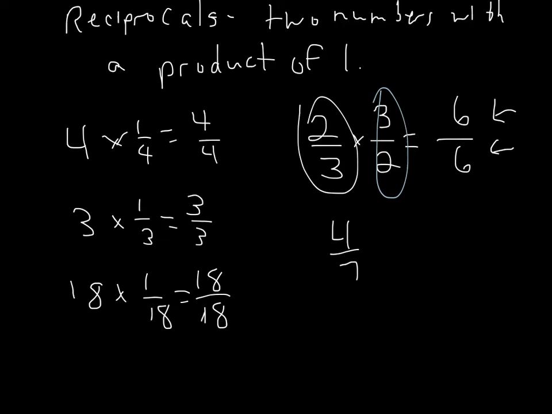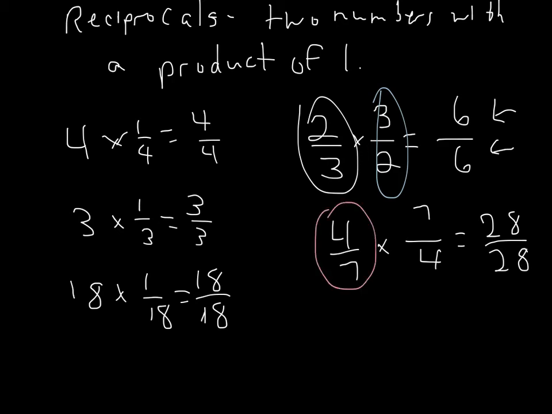And so what did I do to get that? Well, I really just flipped the fraction, right? If I want to do 4/7, well, if I do 4 times 7 on the top and 7 times 4 on the bottom, then I'll get 28/28, which is also 1. And so 4/7 and 7/4 are reciprocals.